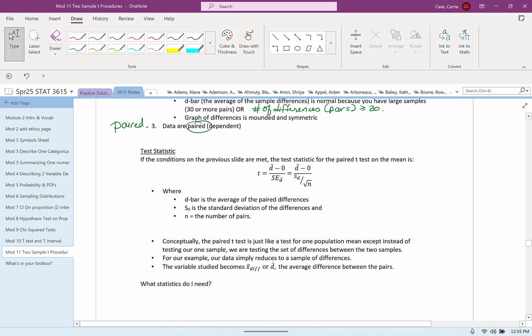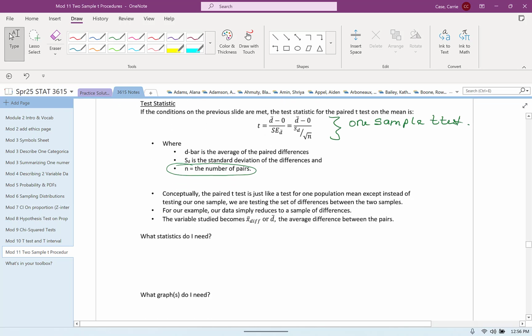The test statistic is a t-test statistic where we have calculated the average of the differences, d bar, minus 0. So we're almost always saying that this is 0, divided by the standard error of the differences. That's just the standard deviation of the differences divided by the square root of n, where n is the number of pairs. So this is important. We are talking about the number of pairs all the way through this test. So this whole test is just a one sample t-test.